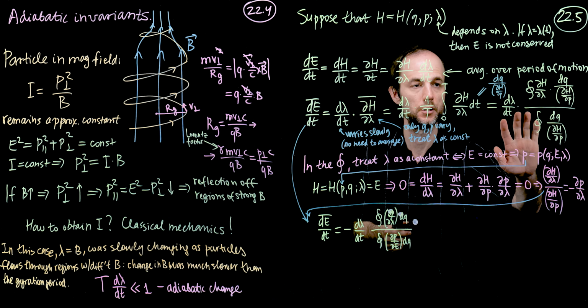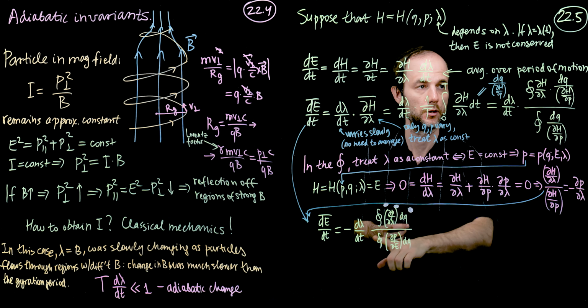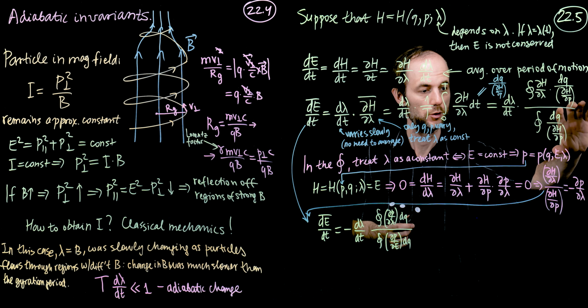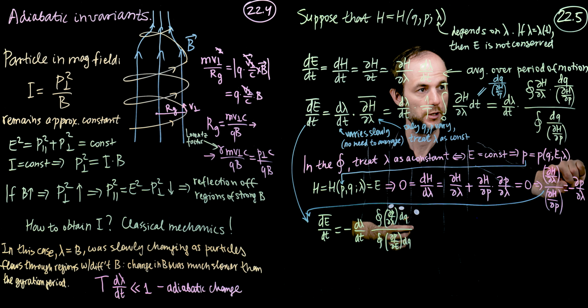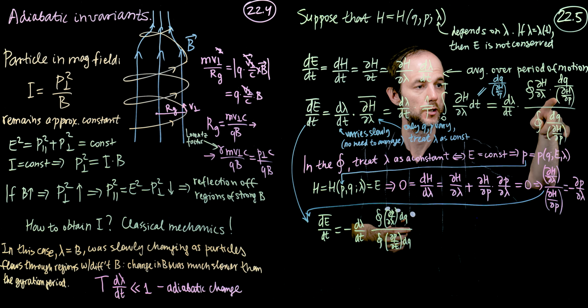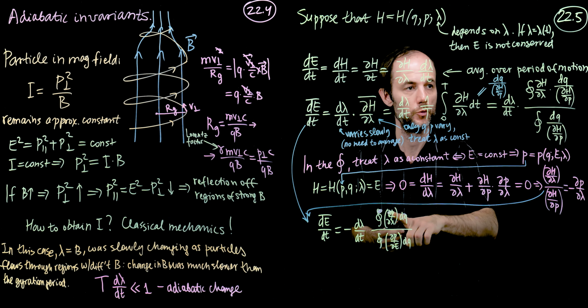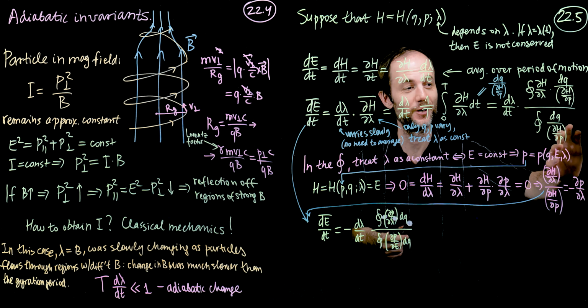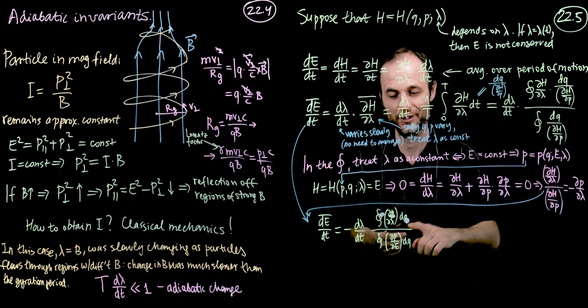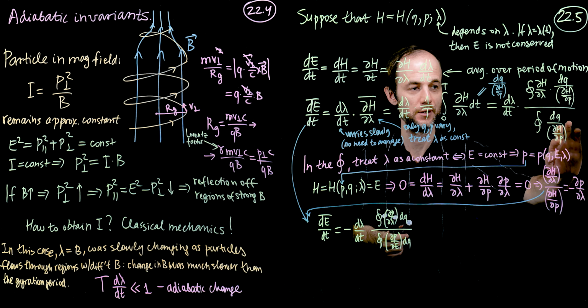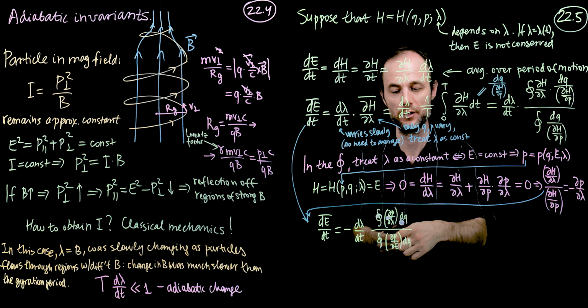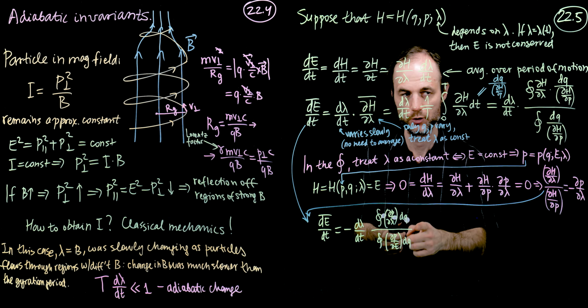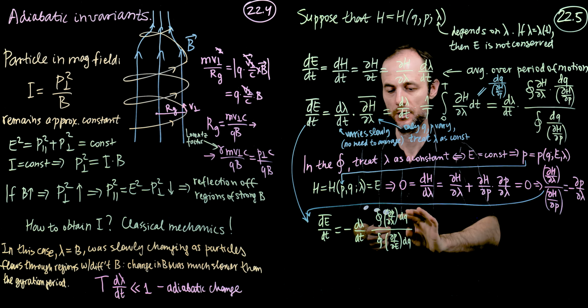So you see that dλ/dt is migrating to here, and you also see that dH/dλ over dH/dp is equal to minus dp/dλ, which is precisely the numerator. And then the denominator we can invert and take it from the denominator of the denominator into the numerator, and we're going to get that dH/dp is equal to the inverse of dp/dE. So this plus that is giving us this.